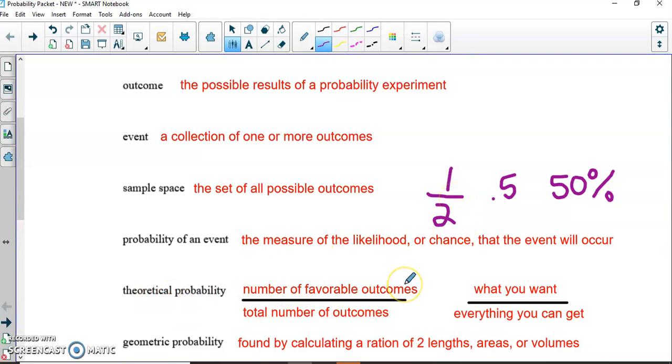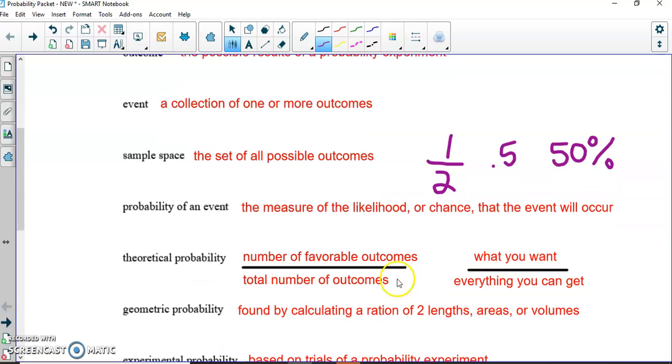Okay, so theoretical probability, you put on the top of the fraction the number of favorable outcomes, and a different way to think of that is what you want. So what I want is heads. Heads is there once, right? There's only 1 heads. And then the bottom is the total number of outcomes. What's all the different possibilities? Well, when I flip a coin, there's only 2 possibilities. It's heads or tails, okay? So the top is what you want. The bottom is everything that you can possibly get.